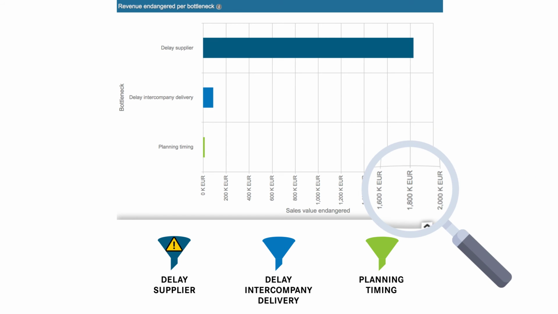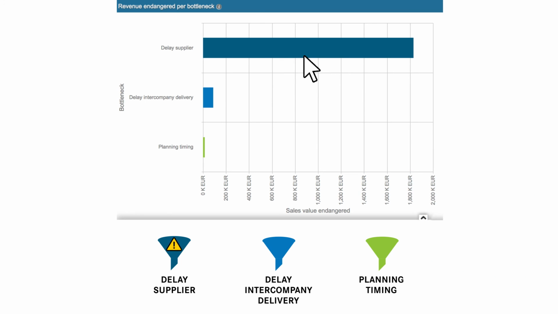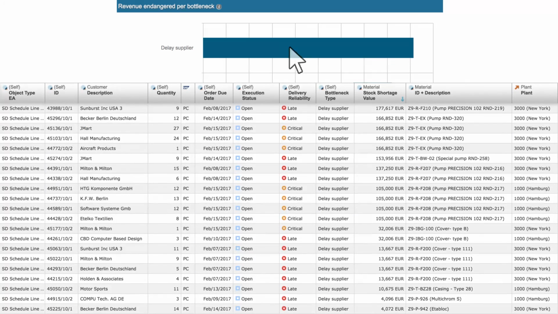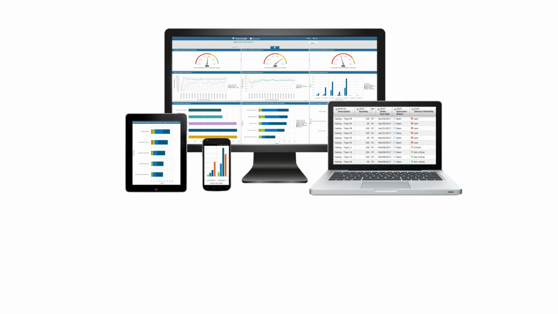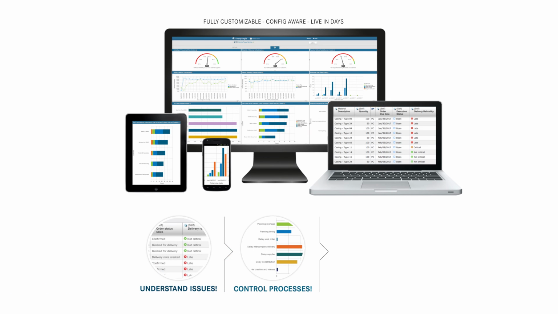Nearly 1.8 million euros of sales orders will be impacted in the next 2 weeks by the late supplier issue. Let's drill down into the late suppliers to find out the vendor details and the purchase orders affected. Great! Now we can act to ensure we meet our delivery promises. Now that's being in control. Why settle for reports when you can have this kind of insight?